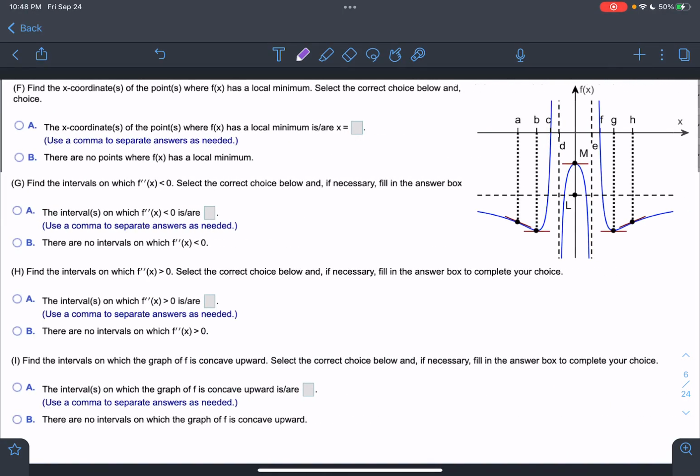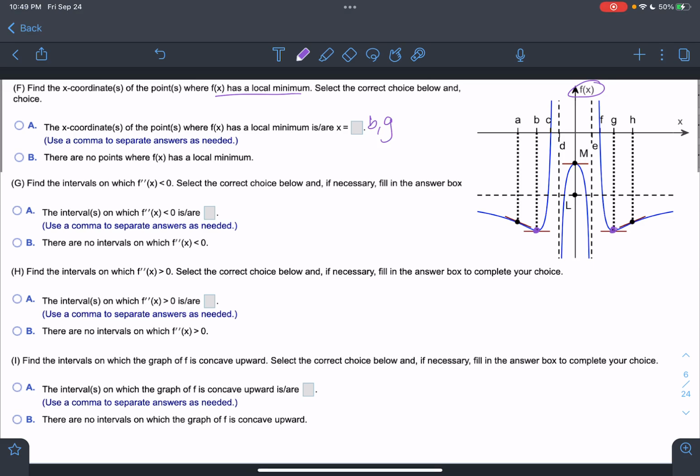Let's do a few more parts. I know this one's kind of long. All right, so we want to look at where f has a local minimum. And so again, this is f, so we can look directly onto the graph, and that's at b and g. I have 2.